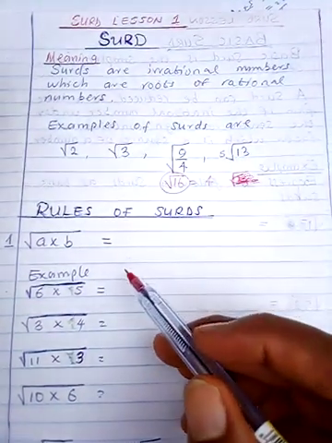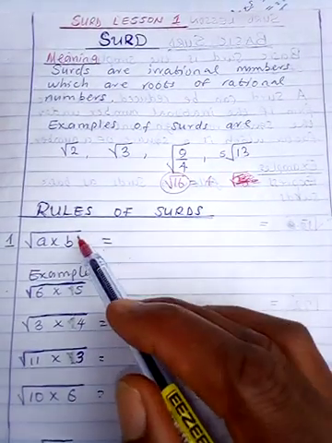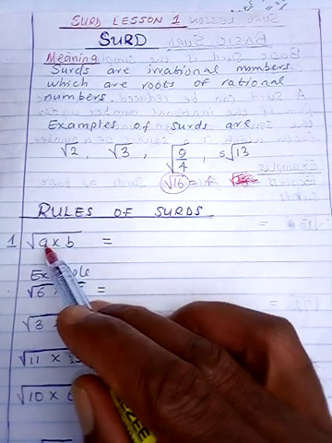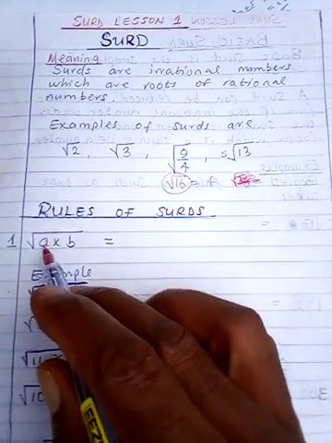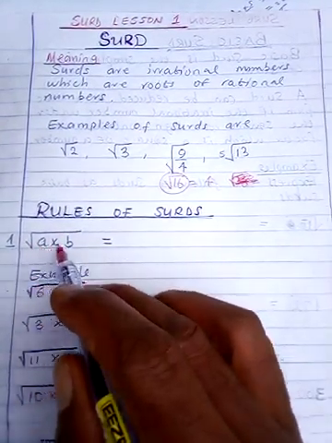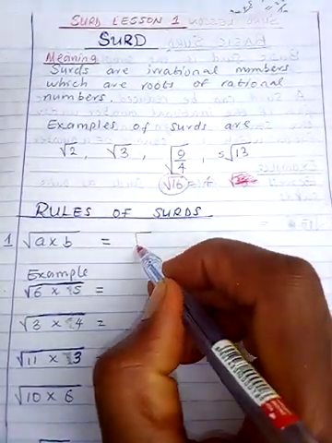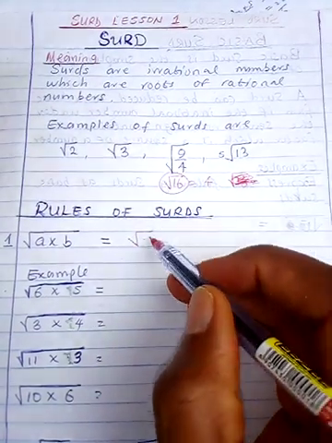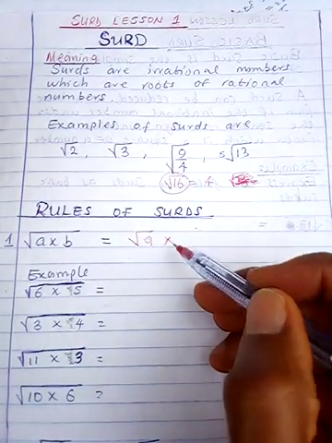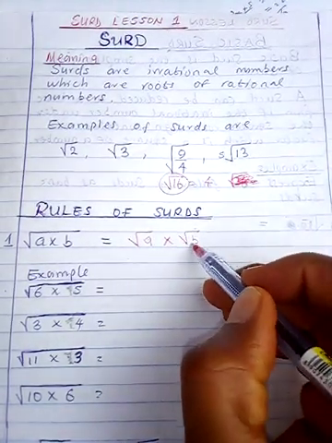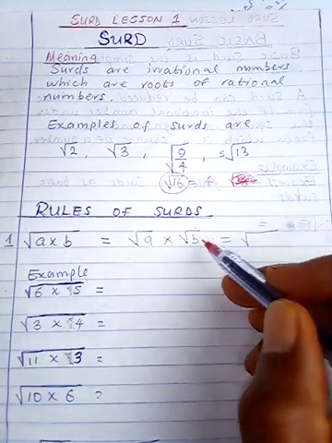Now we're going to look at some basic rules of surds. In this video, we're going to talk about two basic rules of surds, and the first rule is when you have the product of two numbers. When you have the root of two numbers that are multiplied, it's going to result in something like root a times root b. It can be separated like this, or they can be multiplied together, which is going to give us root ab.